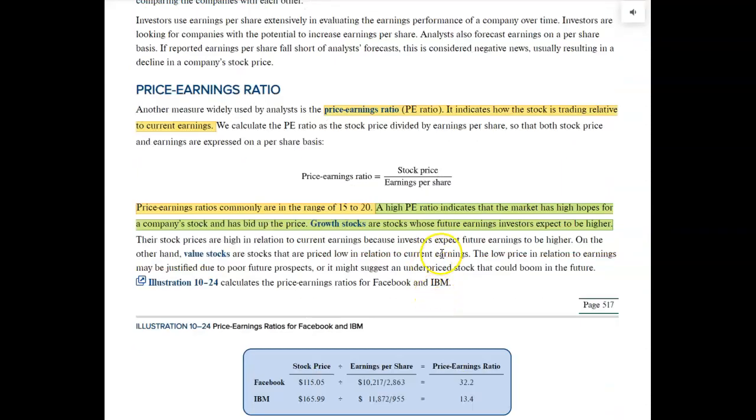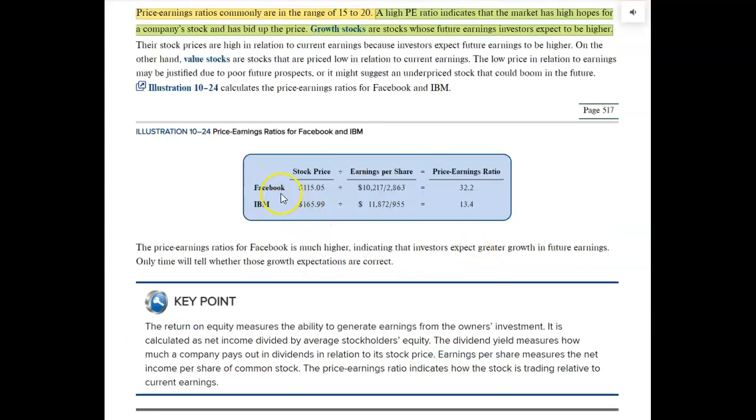And okay, next one then, price earnings ratio. This indicates how the stock is trading relative to the current earnings. So we just computed earnings per share. Now let's use that, divide into the stock price, and we get the price earnings ratio. This is also called the PE ratio. An average PE ratio is 15 to 20, and growth stocks will have a higher PE ratio. Look at these numbers. Facebook has a price earnings ratio of 32.2, a very high PE ratio. IBM, 13.4.